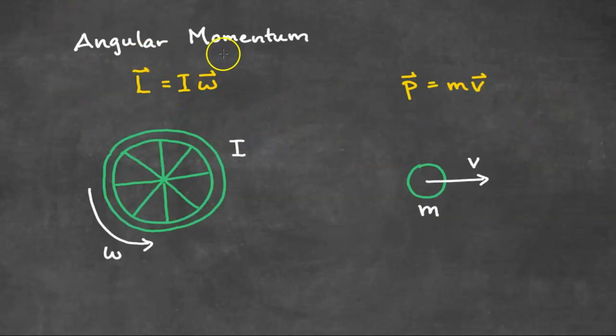Next, we're going to take a look at angular momentum. First, let's review linear momentum. When an object is moving linearly, it has momentum, which is equal to the mass times the velocity of the mass. Notice that both the velocity and the momentum are vectors. When an object is rotating, it can also have what's called angular momentum, and that is equal to the rotational inertia, also known as the moment of inertia, times the angular velocity. And notice that both the angular velocity and the angular momentum are vectors.